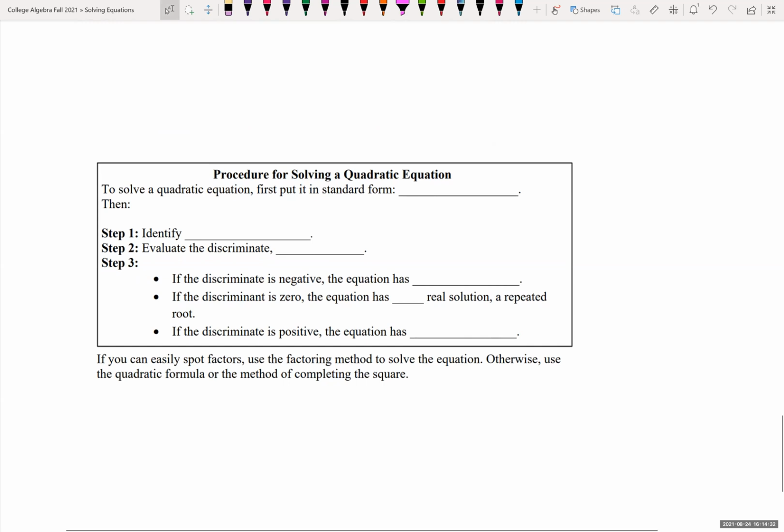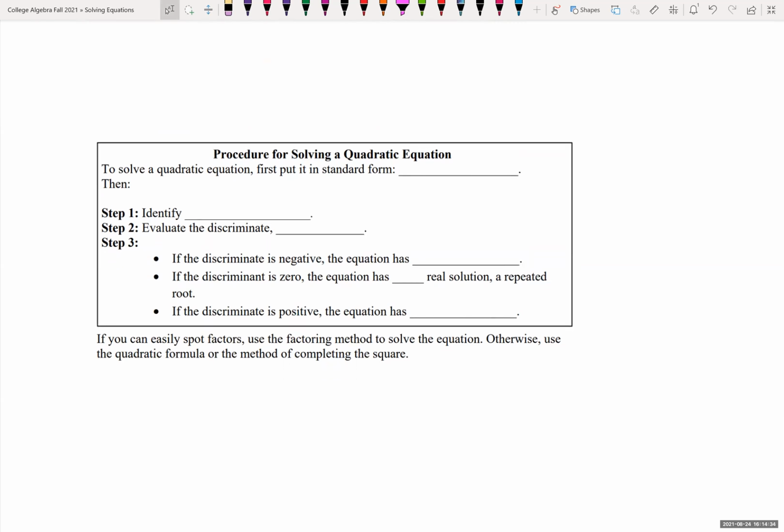So procedures for solving the quadratic equation. Well, we've already done this. To solve the quadratic equation, we first put it in standard form, and that was the ax squared plus bx plus c equals 0.